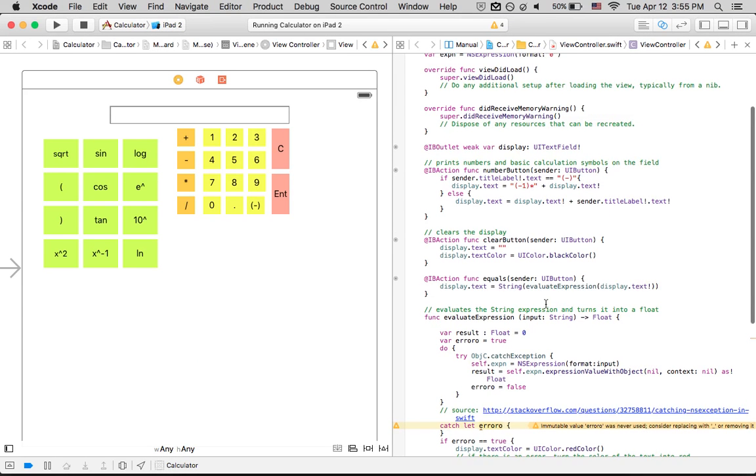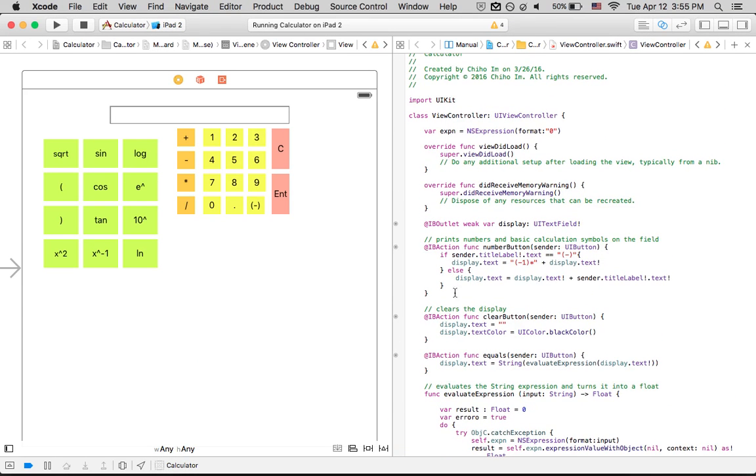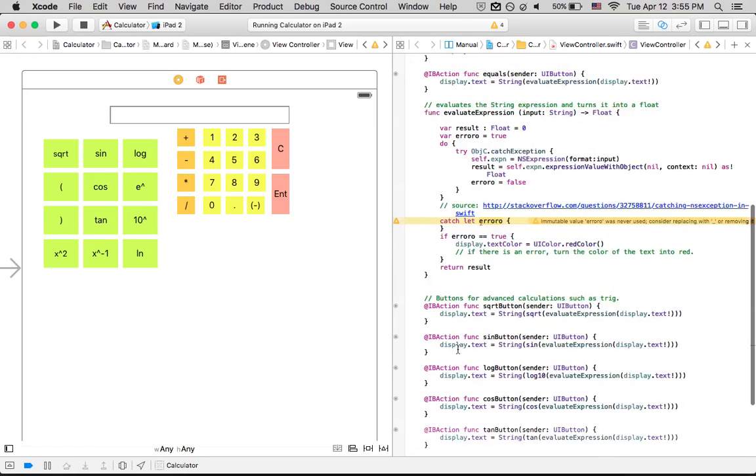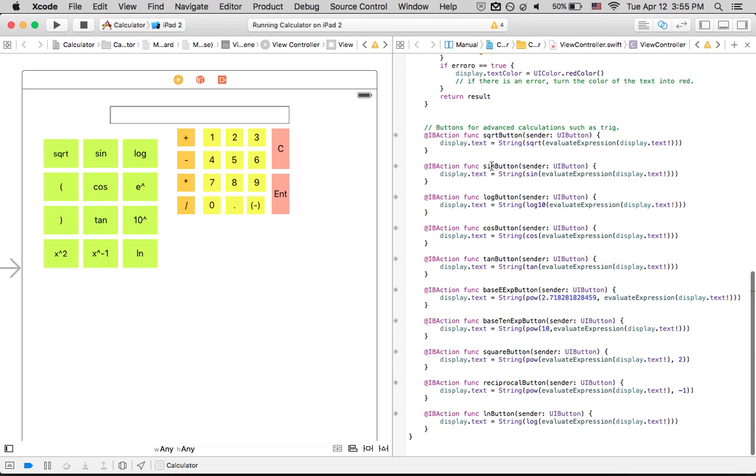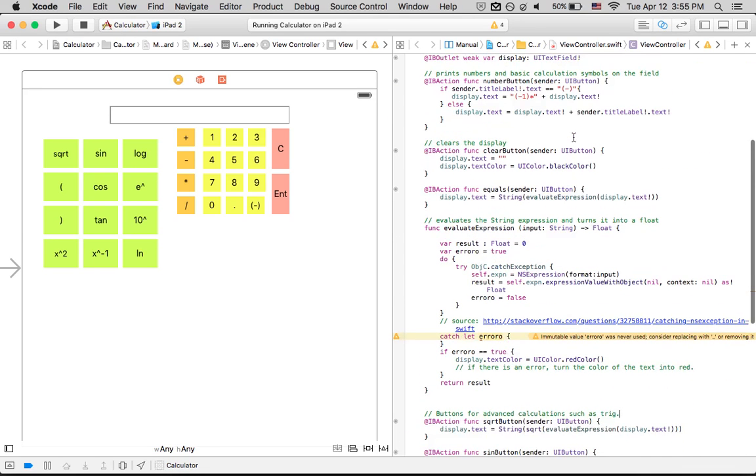So here's my code. The four basic functions are based on the NSExpression, and the rest, most of them, are built in terms of the function and calculation, and those are right here. So yeah.